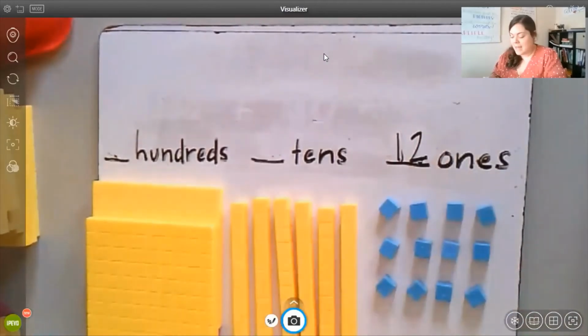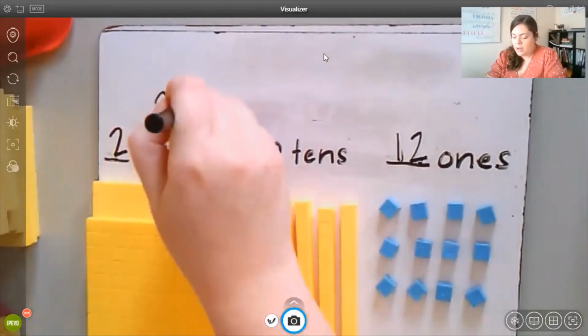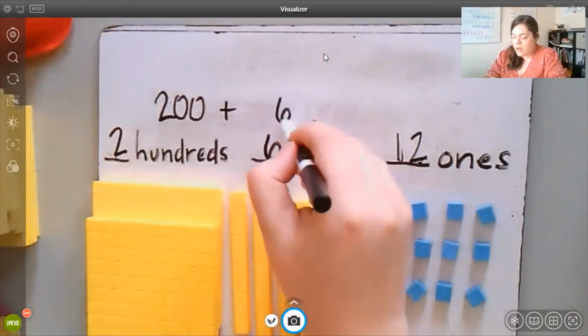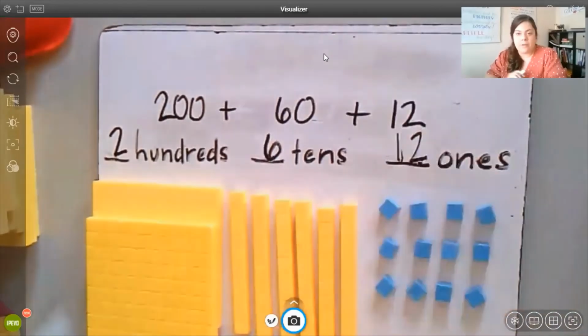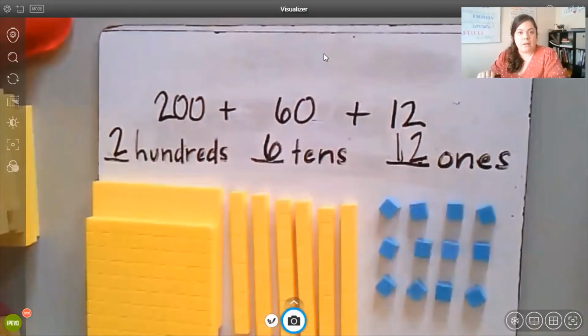Let's look at how many 10s I have. 1, 2, 3, 4, 5, 6. I have 6 10s. And I have 2 hundreds. Now I'm going to think about that expanded form to help me figure out what this number is. So if I have 2 hundreds, I know that has a value of 200. I know that 6 10s has a value of 60. And 12 ones has a value of 12. So I have 200 plus 60 plus 12.